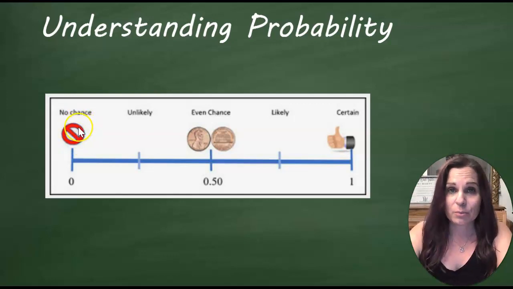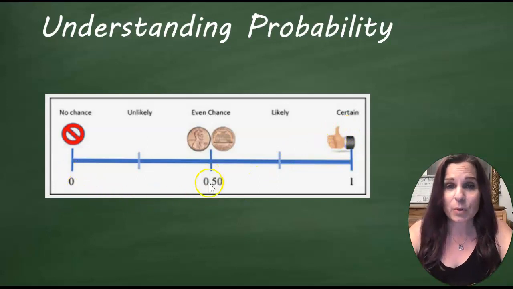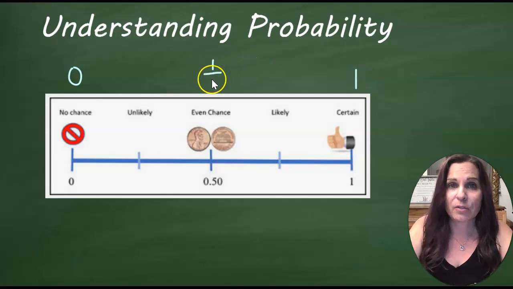If it's 0, there's no chance it's going to happen. If it's in the middle, around 0.5 or 1/2, then one thing is just as likely to happen as the other. And if it's close to 1 or it's 1, then the event is certain to happen. So we have the decimal approximations at the bottom, but we can also write these values in fraction form. So of course 0 stays 0 and 1 stays 1, but 1/2 would be the fraction equivalent of 0.5.